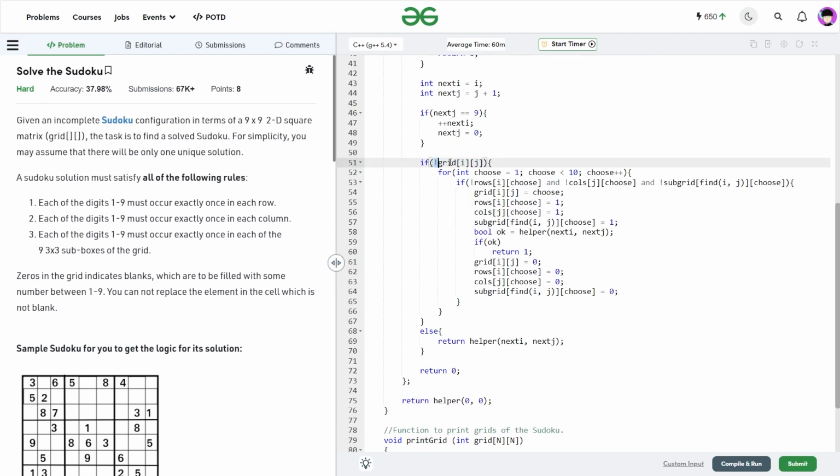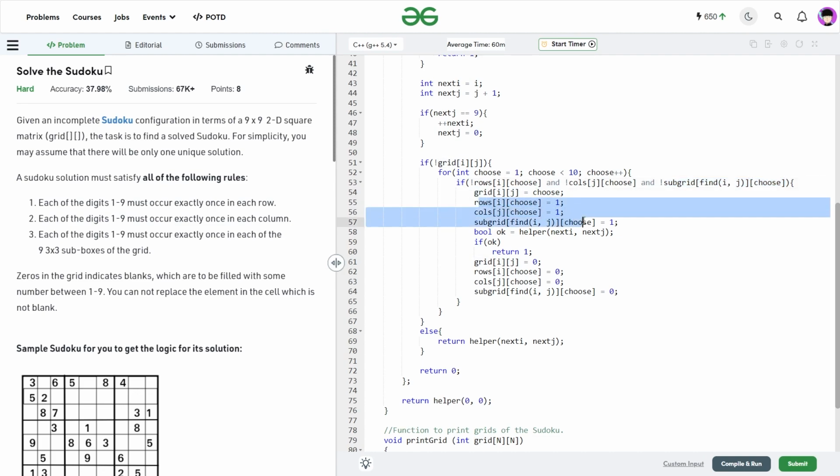Now if not grid of i j, that means grid of i j has a value equal to 0, right? That means I need to put some value here. So what I do, I just traverse through all the values from 1 to less than 10, that means from 1 to 9. So I am trying to choose this particular value. So if this particular value choose is not present in the ith row, if it is not present in the jth column, and if it is not present in the current subgrid, in that particular case, I'll mark my grid of i j as choose.